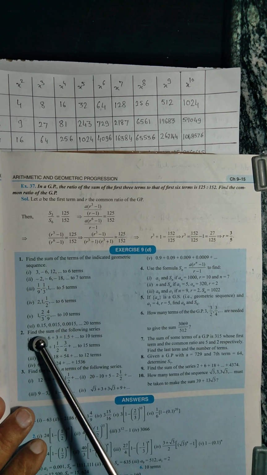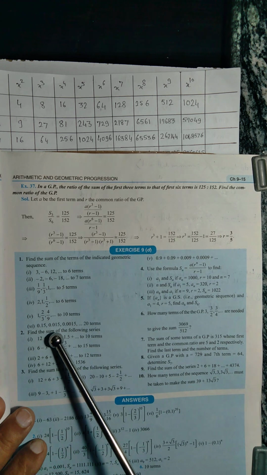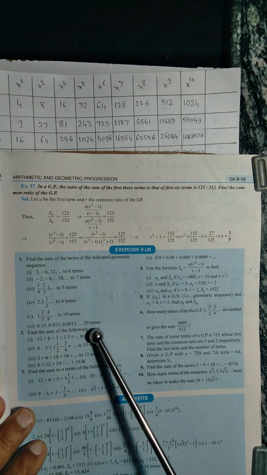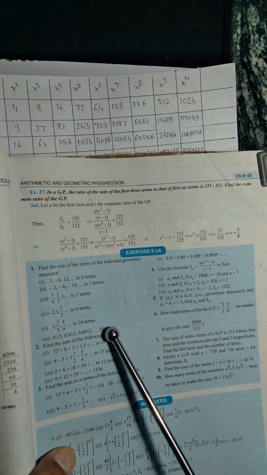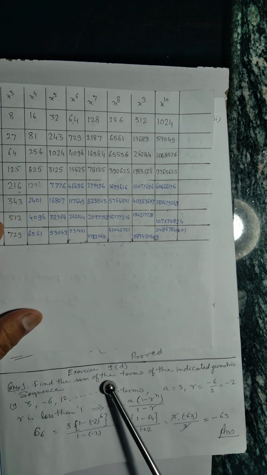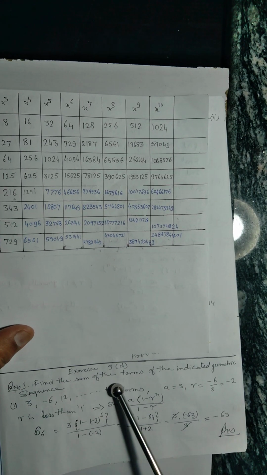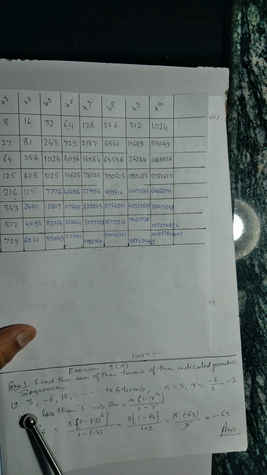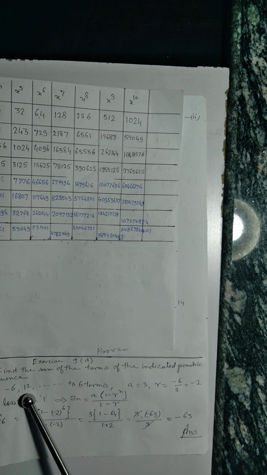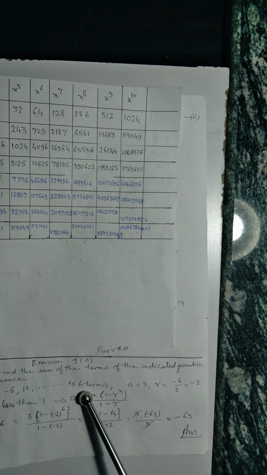0.15, 0.015, 0.0015 to 20 terms. Let us see how to solve it. First of all, you see the exercise 9D, find the sum of the part 1, that is 3, minus 6, 12 to 6 terms.